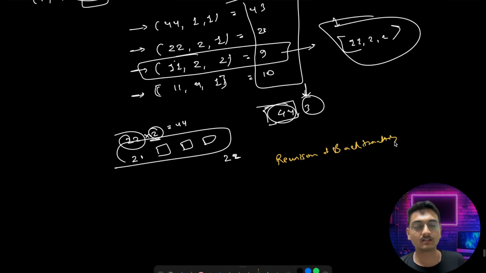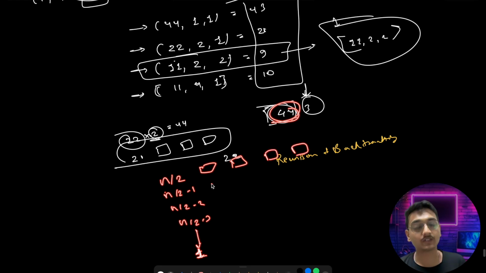Backtracking, and what we'll be doing is we will be trying to go step by step. We'll be starting from n by 2. Okay, we will be starting from n by 2. We'll be going n by 2 minus 1, n by 2 minus 2, n by 2 minus 3 till 1. And we will try to calculate the subsequent numbers as well using recursion.